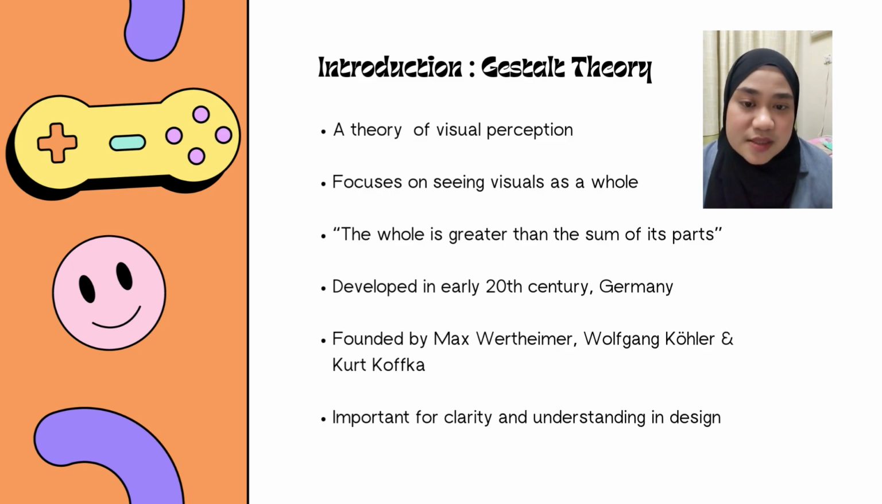In the context of design, Gestalt theory plays an important role because it helps designers understand how users visually process information. By applying this theory, designers are able to arrange elements such as shapes, text, images, and colors in a more organized and meaningful way. This allows information to be communicated more clearly and reduces visual confusion.